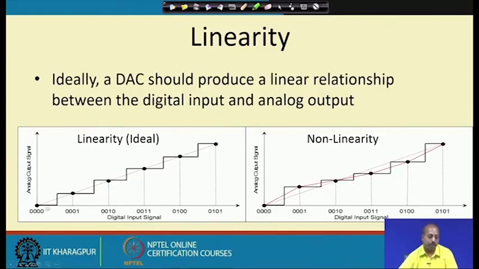Ideally we want the step size to be the same, but as I said, depending upon the circuit parameters, you may not get this straight line, equal step size behavior. There may be a problem. You can get irregular step sizes and the analog output may become irregular. The linear relationship between digital input and analog output may not be maintained.